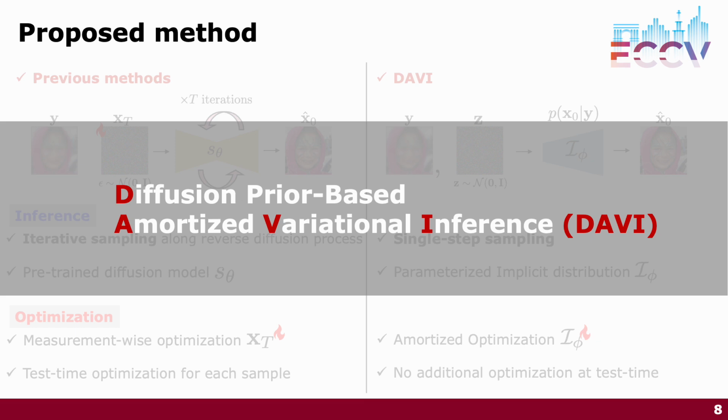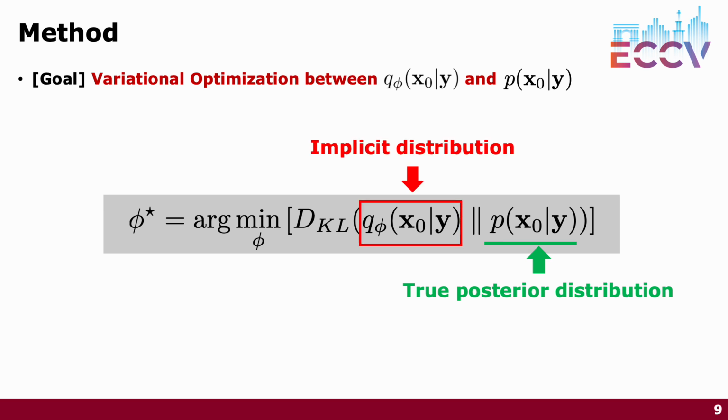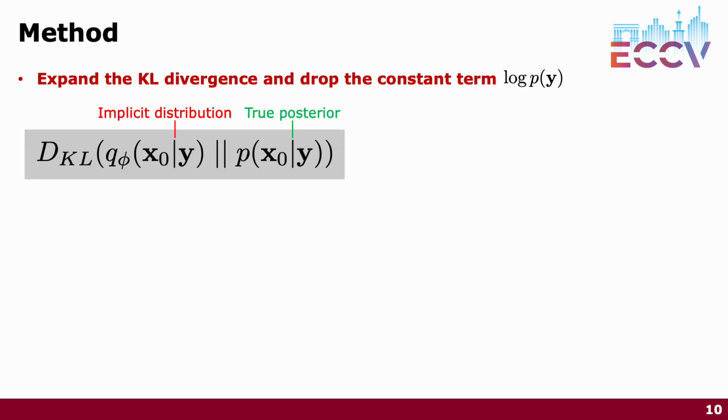We introduced DABI, which performs amortized variational inference using an implicit distribution. To solve the inverse problem, we need to find the true posterior p(x0 given y). Our goal is to optimize an implicit distribution that approximates this true posterior using variational optimization. We achieve this by minimizing the KL divergence between the implicit distribution parameterized by our neural network and the true posterior distribution. When expanding the KL divergence and excluding the constant term, we are left with two terms.